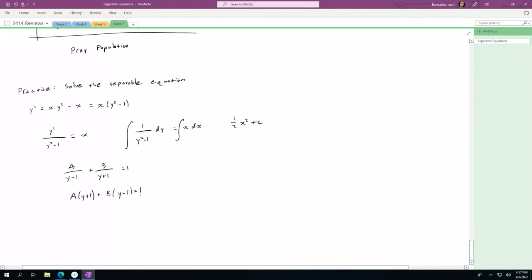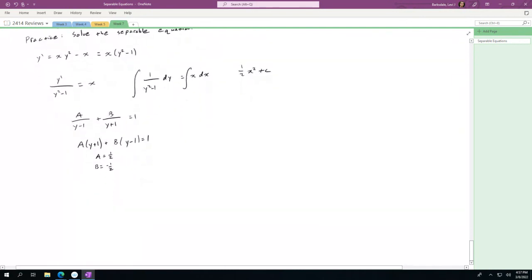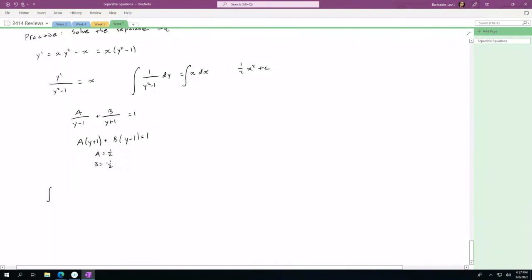So letting y equal to positive 1, we get that 2a is equal to 1. So a is equal to 1/2. Letting y equal to negative 1, we get that negative 2b is equal to 1. So b is equal to minus 1/2. Then our left-hand side becomes the integral of 1/2 over y minus 1 minus 1/2 over y plus 1, which is equal to 1/2 natural log y minus 1 minus 1/2 natural log of y plus 1, which is equal to 1/2 x squared plus c.